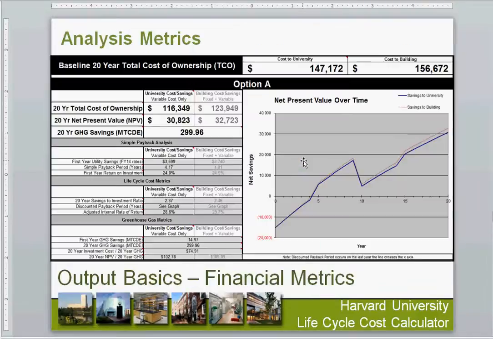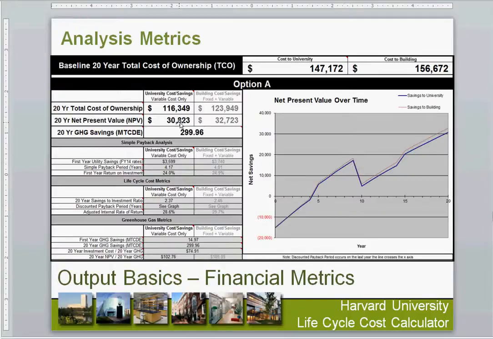So you see this red line is the savings to building, and this blue line is savings to university. By definition, the red line is always going to show greater savings than the blue line. They might be equal if we're not using any district systems, but the blue line is really representative of the university perspective. The red line is more indicative of how we bill all of our buildings.